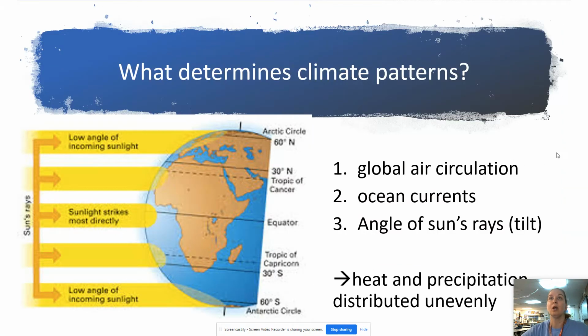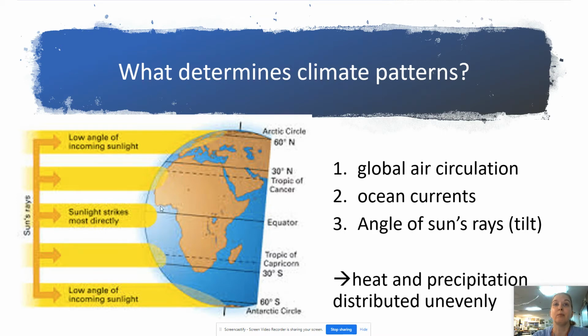All right, moving on. What determines climate patterns? We got three big things. 1, global air circulation. 2, ocean currents. And 3, the angle of the sun's rays or the tilt. And we looked at some of these things in a previous activity. Understand that heat and precipitation are definitely distributed unevenly because of all of these different factors.